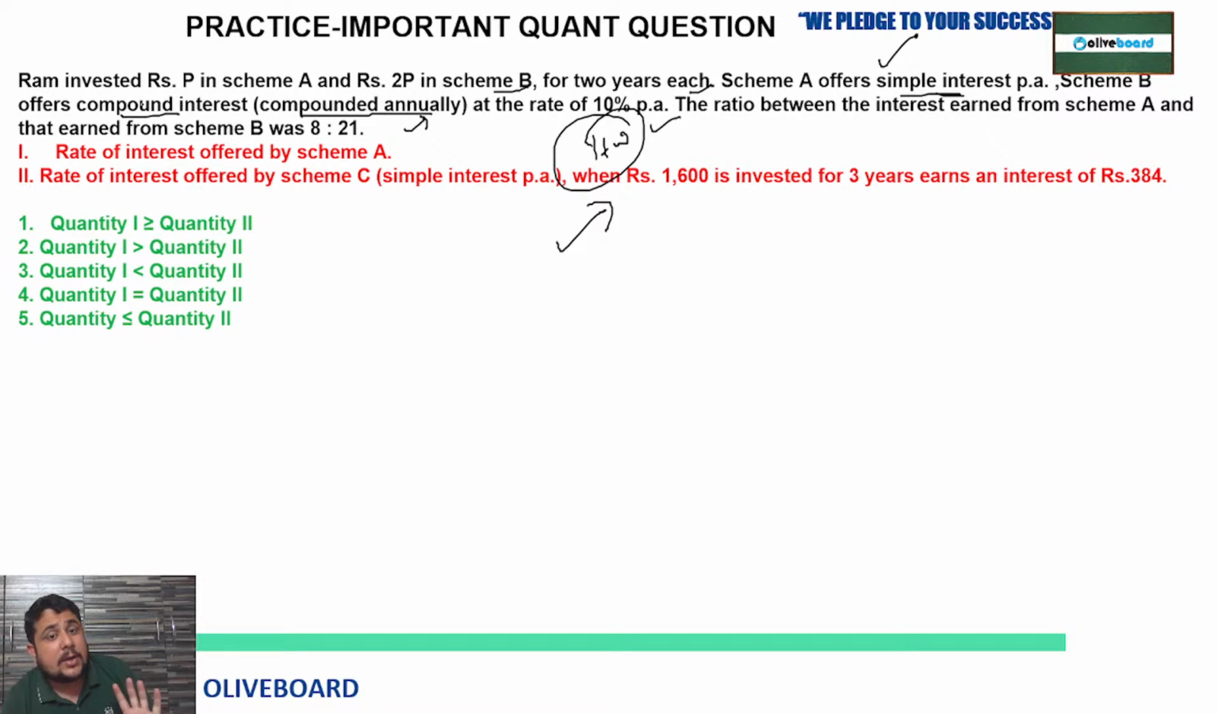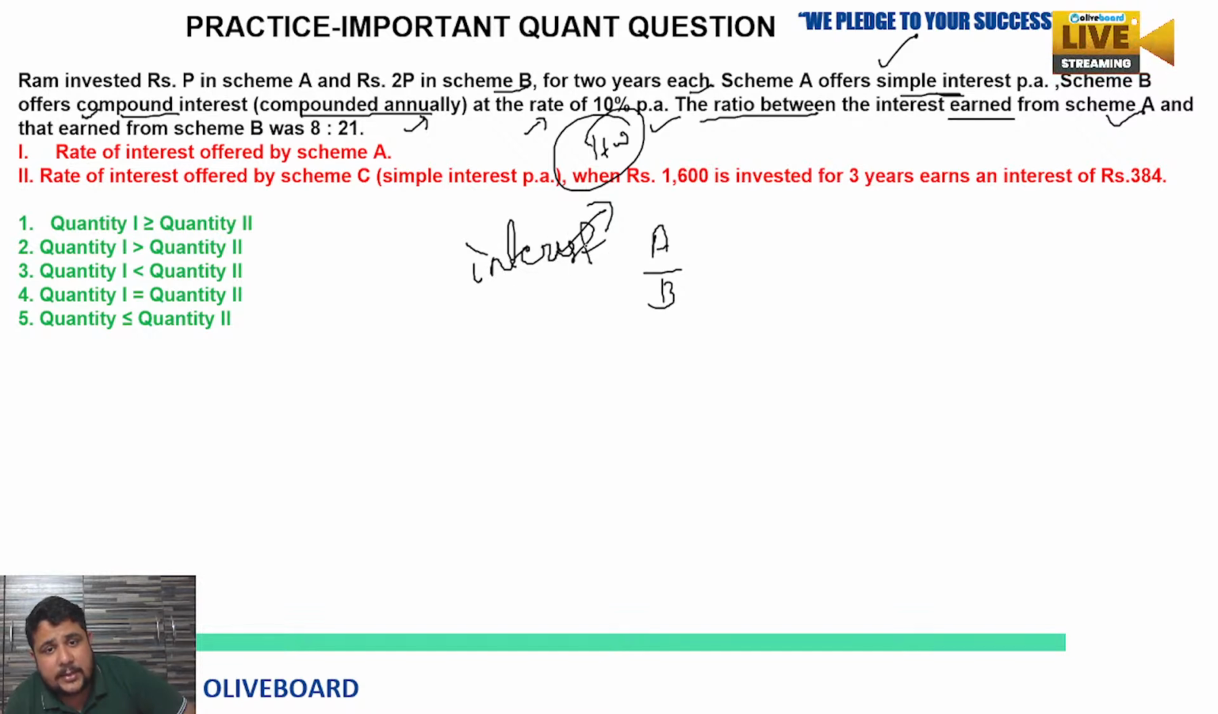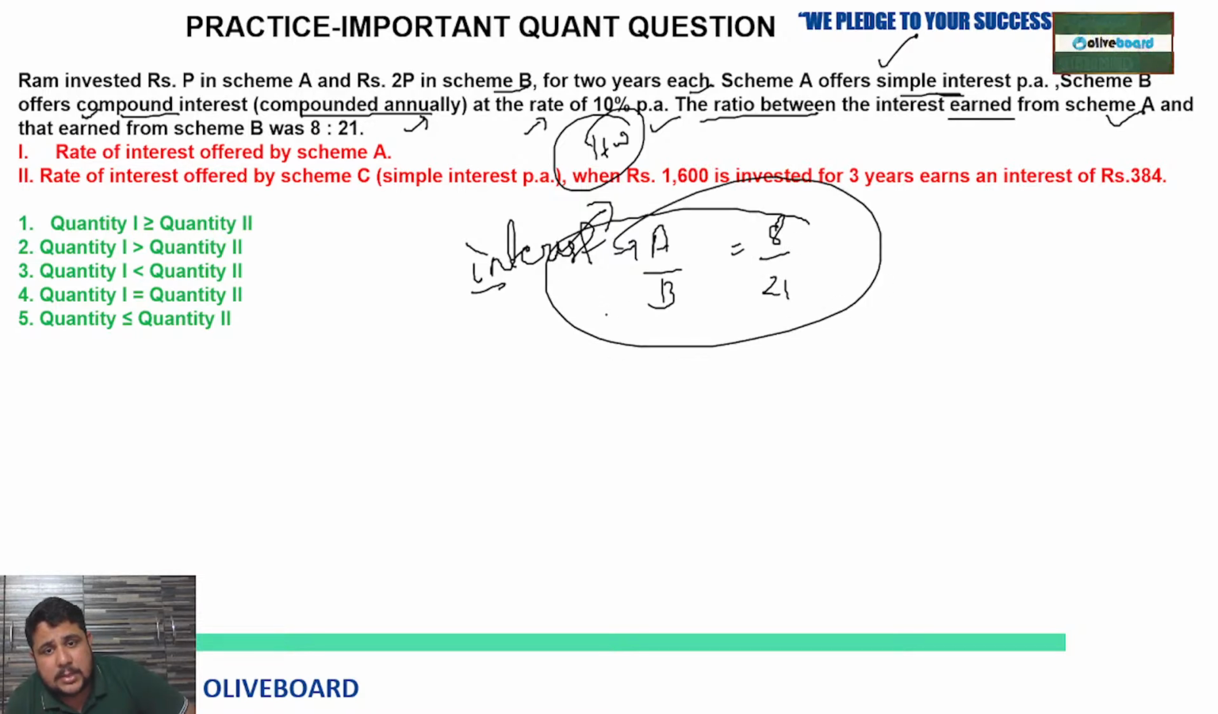Scheme B is what? It offers compound interest, and the rate of interest is also given for scheme B, that is 10%. The ratio between the interest earned from scheme A and scheme B is 8:1. So A to B, interest ratio is given. What is given? Interest ratio is given. Now complete data is given. Scheme A is based on simple interest. Scheme B is based on compound interest.